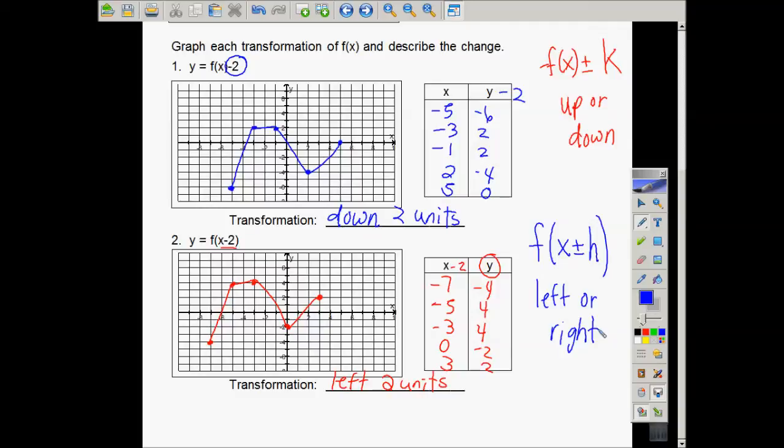Okay, so up and down means that I'm changing the outside of my function. So it's f of x plus or minus k on the outside. What's k? k is just any number. It's a variable that we're going to use to represent a constant. So if it's f of x plus or minus a number, that means my function is going up or down. If it's on the inside with x, that means it's affecting my x value. So it goes on the inside, and that's x plus or minus h. And that's going to cause my function to go left or right.